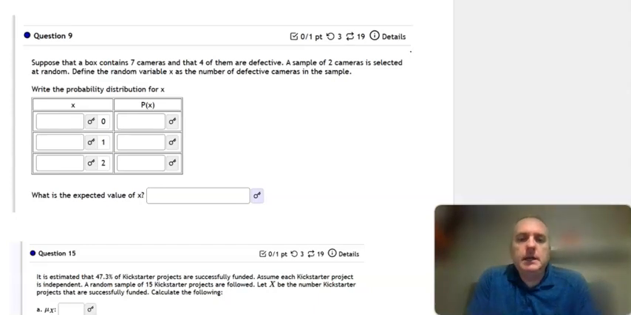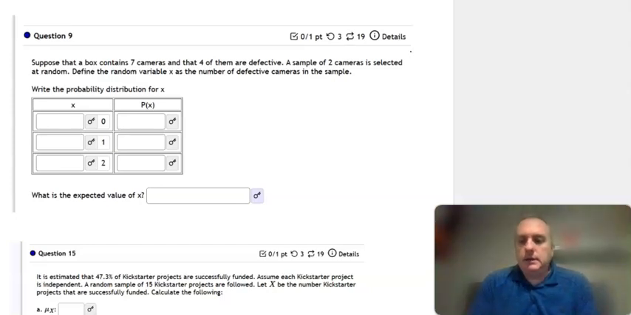All right, I'm going to start with number 9. Suppose that a box contains 7 cameras and 4 of them are defective. A sample of 2 cameras is selected at random. Define a random variable x as the number of defective cameras in the sample. So we're going to consider x as choosing a defective camera. Choosing a defective camera is a success in this case, which is kind of strange.